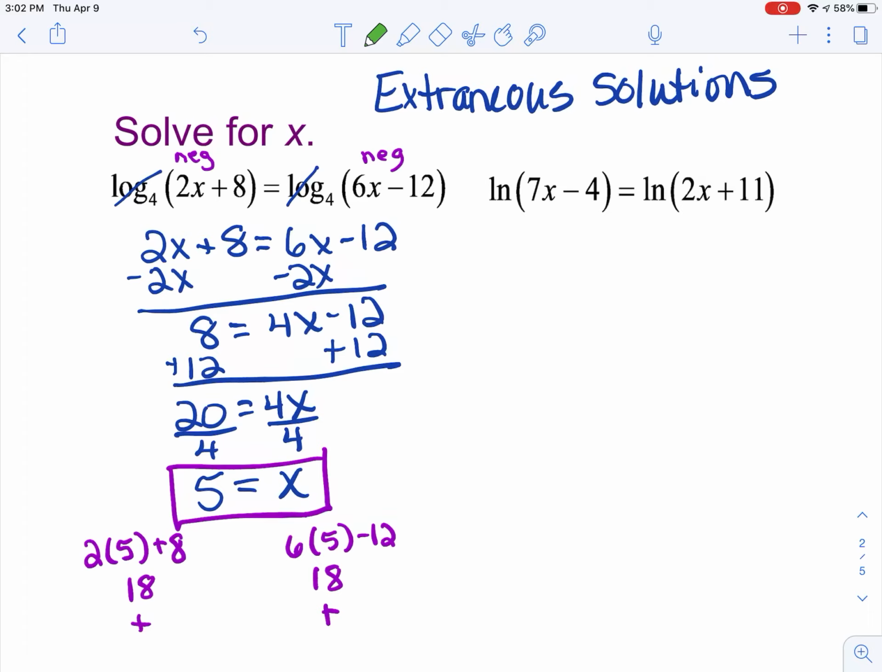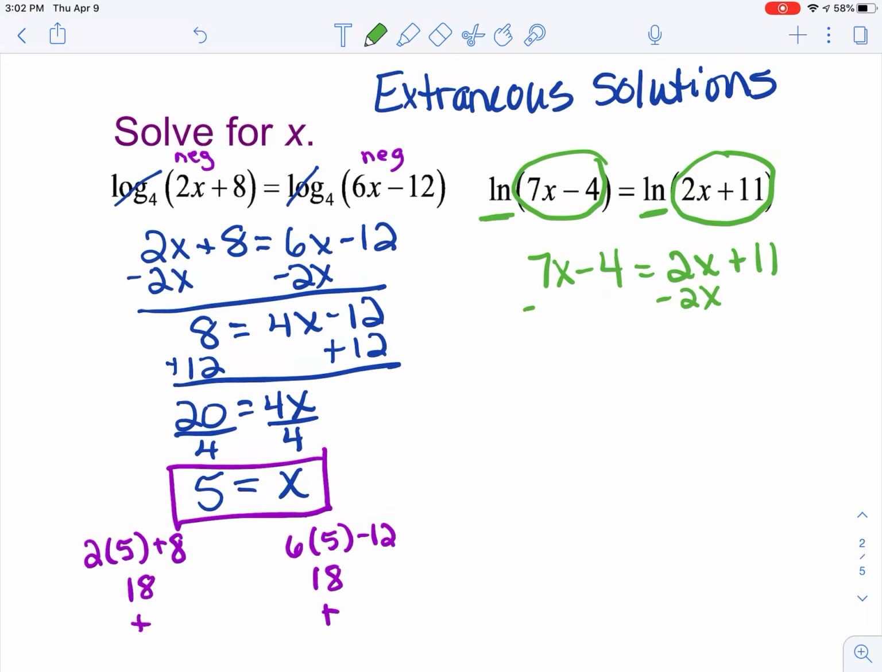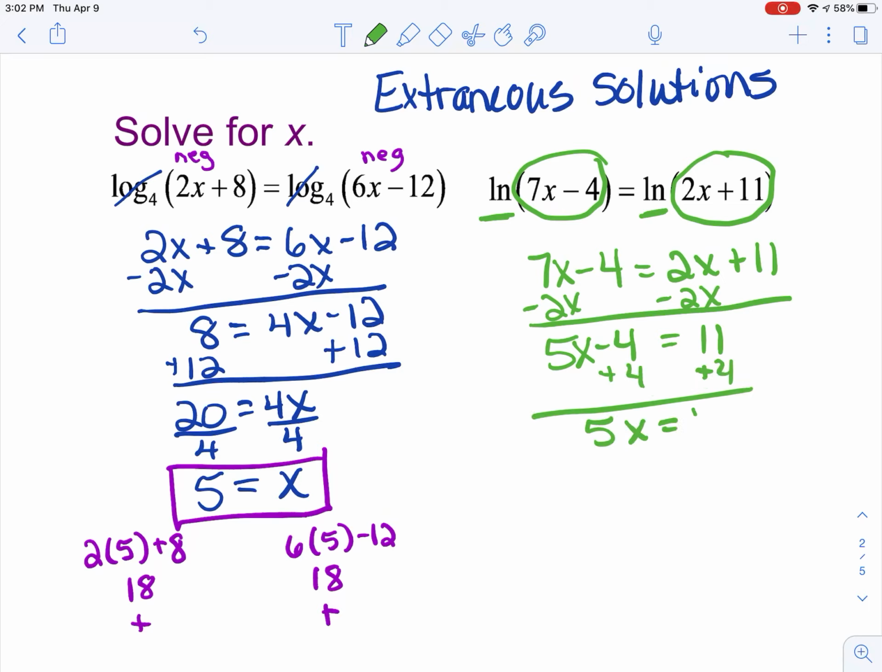Okay, on my second one, we have the natural log of 7x minus 4 equal to the natural log of 2x plus 11. Since I have natural logs on each side, I'm just going to make these equal to each other. So 7x minus 4 equals 2x plus 11. Subtract 2x over. 5x minus 4 equals 11. Add 4. 5x equals 15. Divide by 5. And x turns out to be 3.